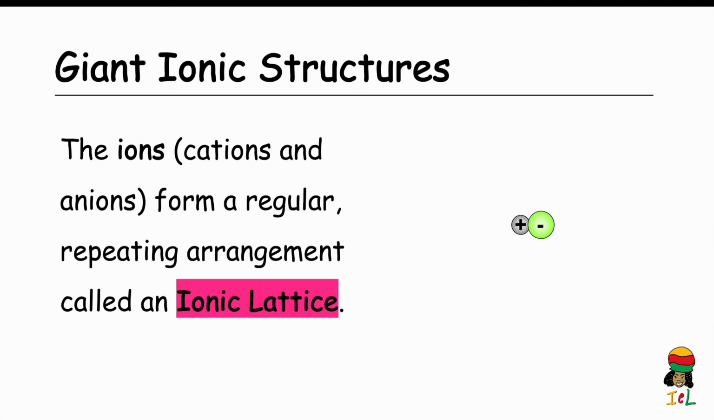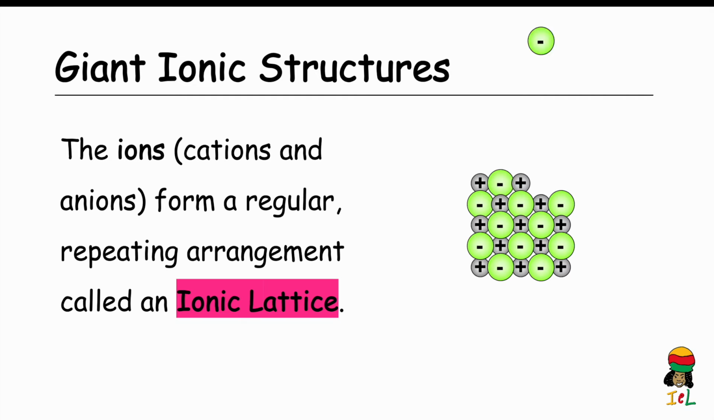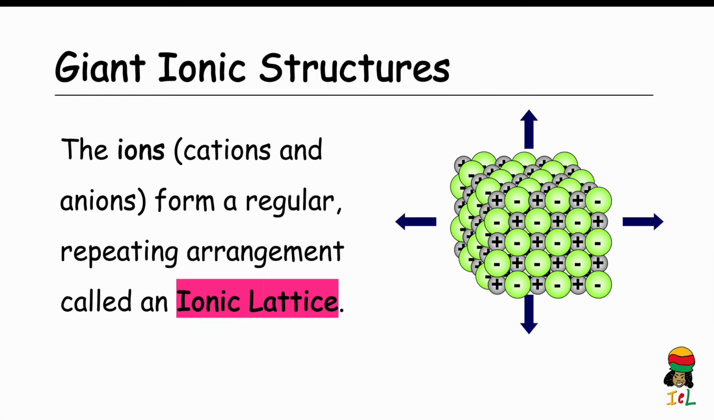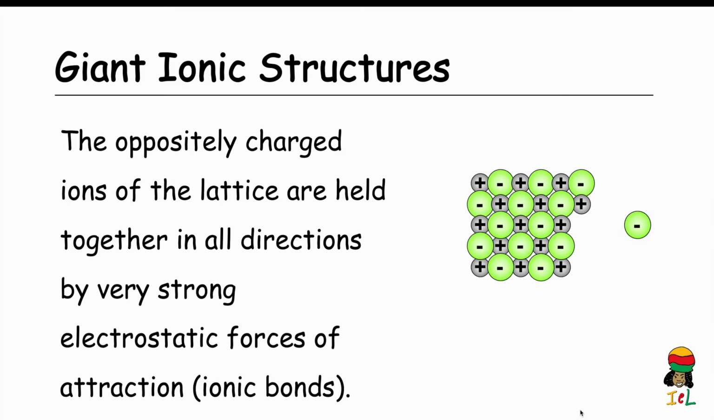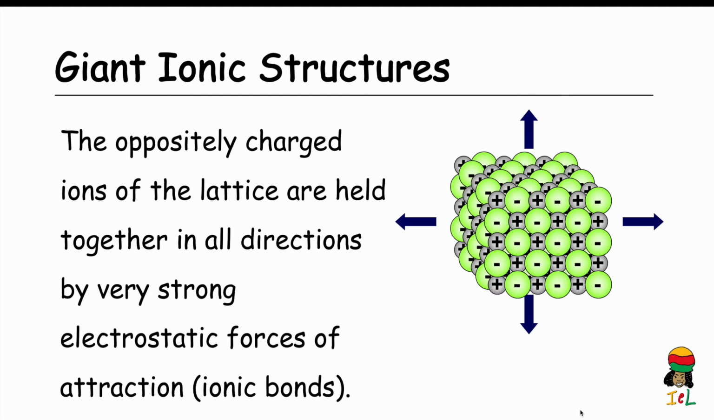If you take a look to the right of the screen, you'll notice the ions. Those are the cations, which are positively charged, and the anions, negatively charged, forming a regular repeating arrangement. So they are layers of regular repeated arrangement of positive and negative charges, and this forms what is called the ionic lattice, which eventually grows into a three-dimensional structure, which is called the giant ionic structure. Note that within the giant ionic structure, the oppositely charged ions of the lattice are held together in all directions by very strong electrostatic forces of attraction, which we know are the ionic bonds.